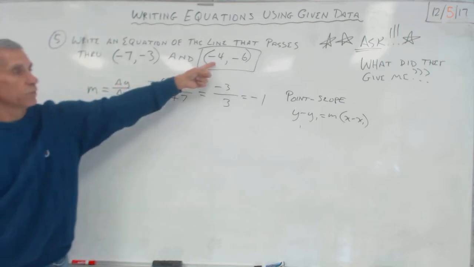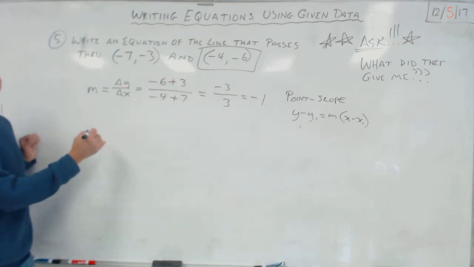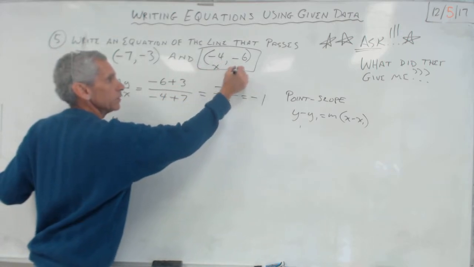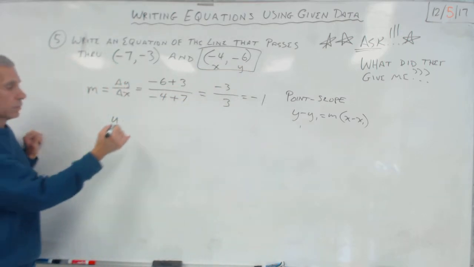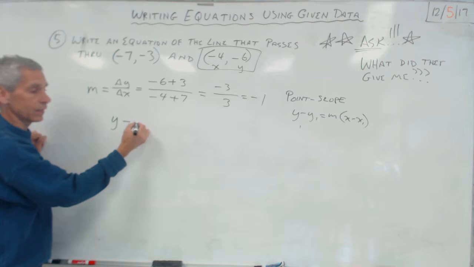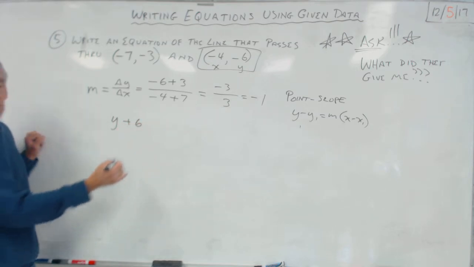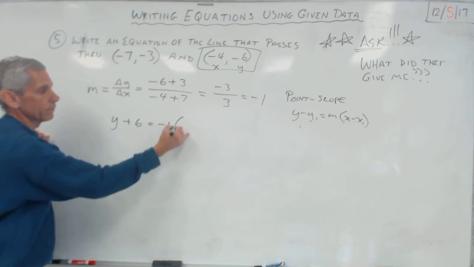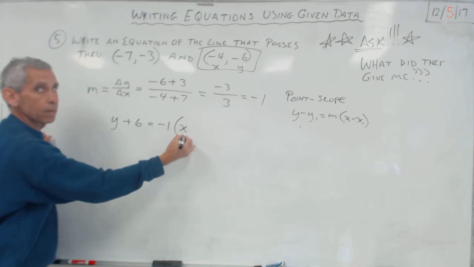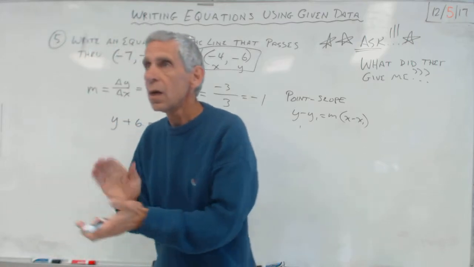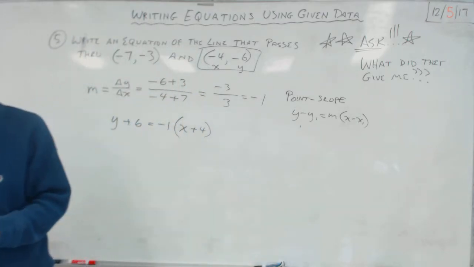Use that one. So it would be y minus, remember, this is your x and this is your y. It would be y minus -6, but remember the formula is y minus y1, and then -6, so it's y plus 6, equals -1 times x plus 4. You got it. Good job. Excellent. All right, so the last piece before I can give you the homework.